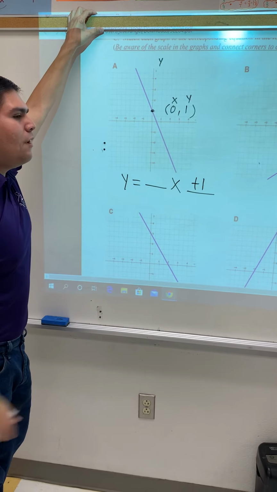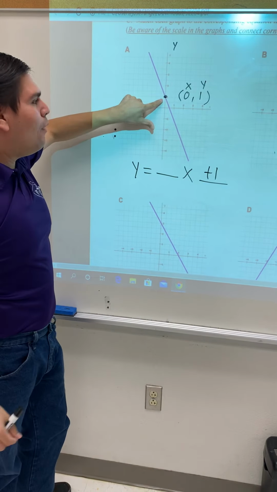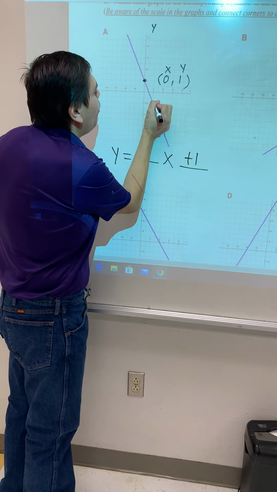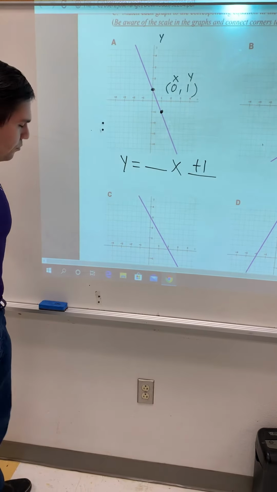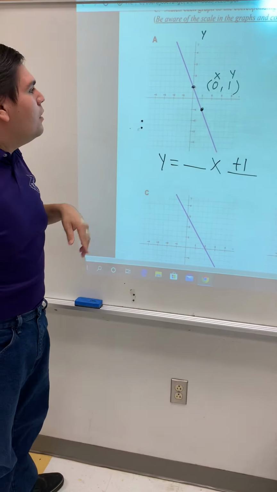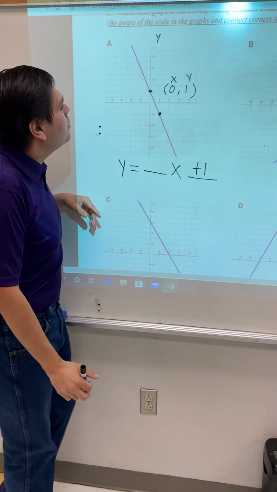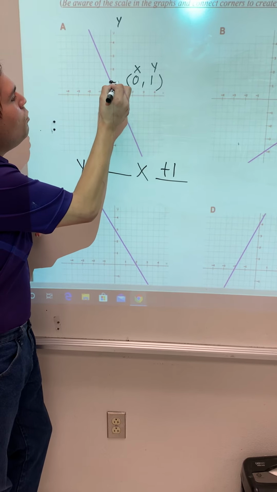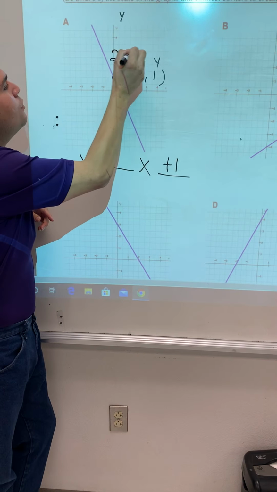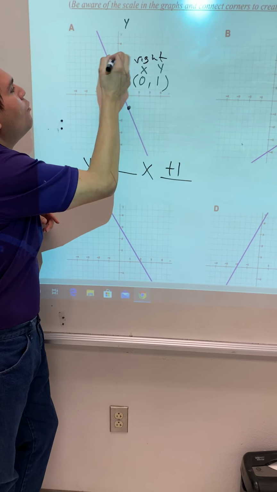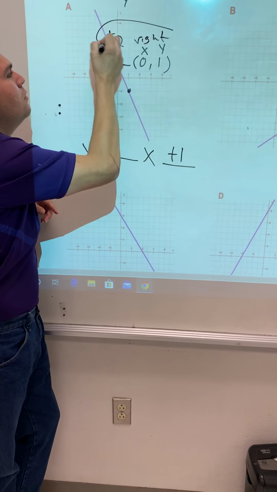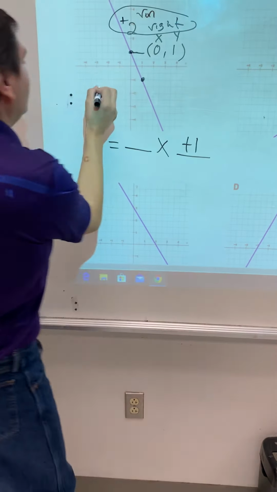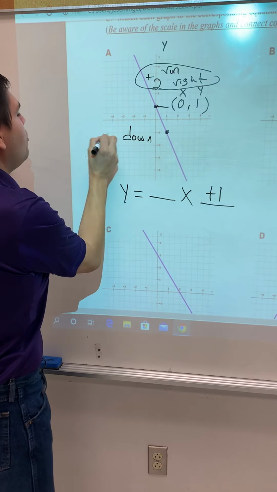Now, in order for me to find my slope, I need a minimum of 2 points. I have my y-intercept. And I see this point right here on the line that crosses the actual line at a cell right there. Now I'm going to move the directions. So I will move 2 units to the right, which makes that a positive change for the run. And now I am going to go down, which means that that change is negative.